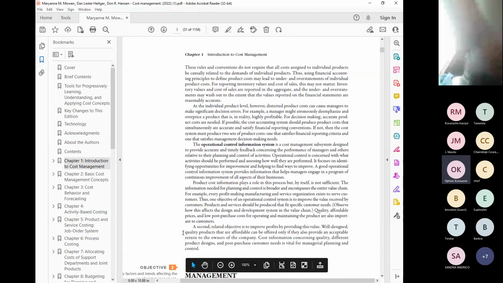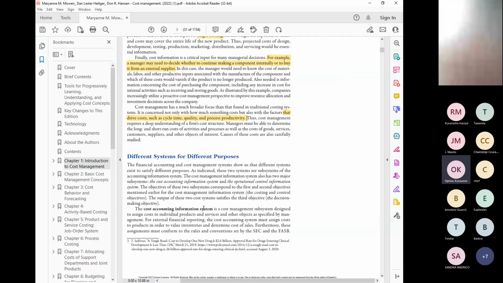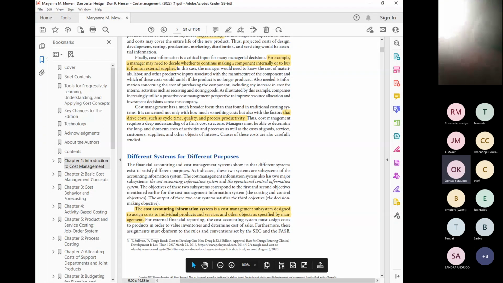So we continue having some key costs, some key elements here. The cost accounting information system is a cost management subsystem designed to assign costs to individual products and services and other objects as classified by the management. So it's very important to understand that the cost accounting information system is a cost management subsystem designed to assign costs. You assign costs maybe to certain what, to certain products.